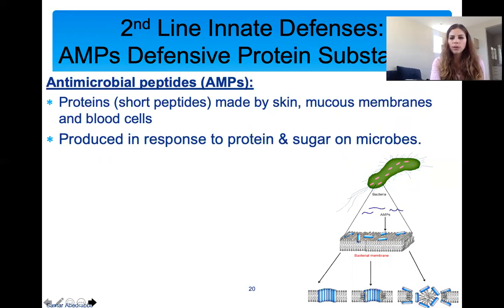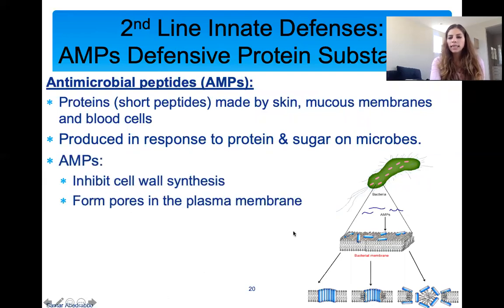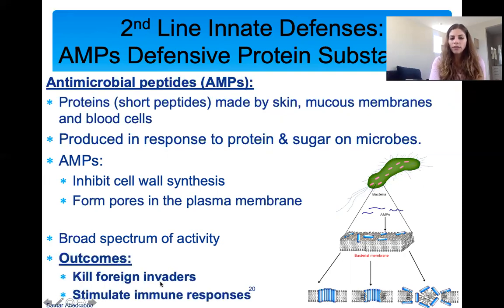So they're produced in response to protein and sugar on microbes. Your body, again, recognizes that there's a foreign invader. And these antimicrobial peptides, these little small proteins, will inhibit cell wall synthesis, and they'll form pores or holes in the plasma membrane of the microbe. They have a broad spectrum of activity, meaning antimicrobial peptides target a lot of different types of bacteria, not just one. And the outcome is that they kill the foreign invader and they stimulate an immune response. Stimulate an immune response means maybe you stimulate fever or inflammation to happen.